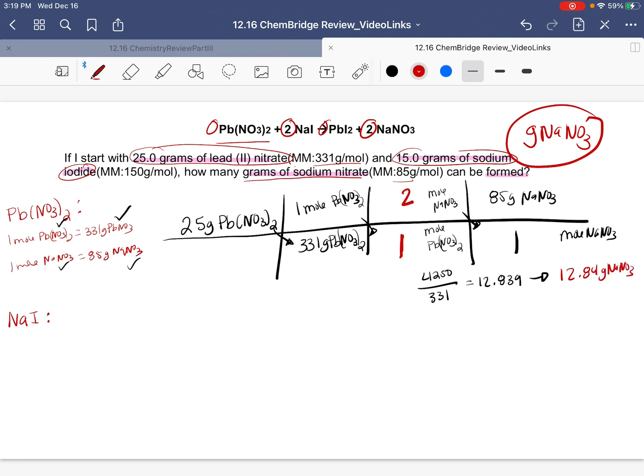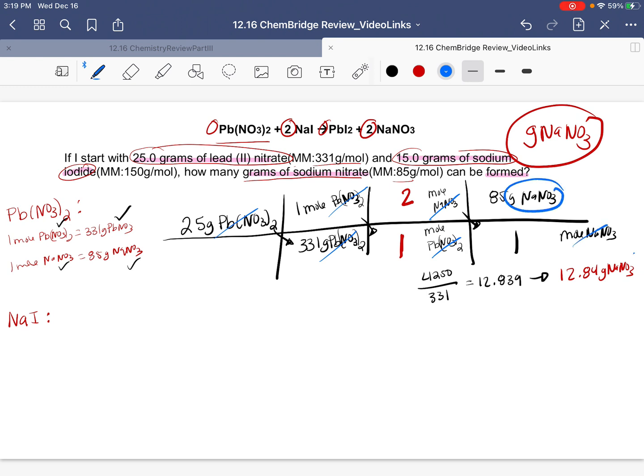A way that you can check your work is just cancel out your units. So grams of sodium nitrate cancel out grams of lead nitrate. Moles of lead nitrate cancel out lead nitrate. Moles of sodium nitrate cancel out sodium nitrate, and you're left with grams.